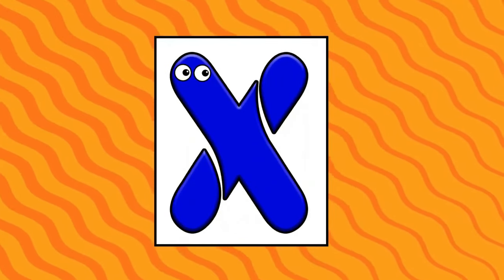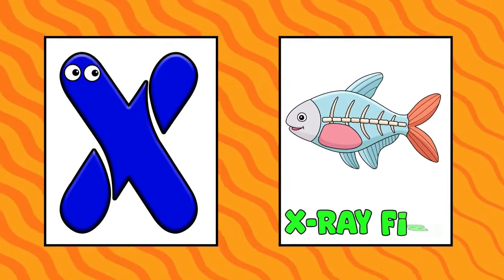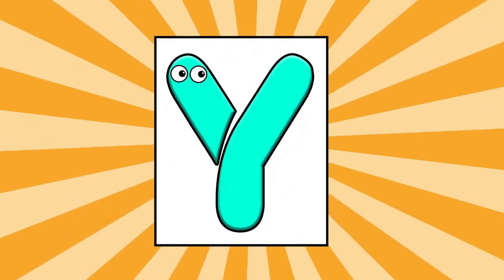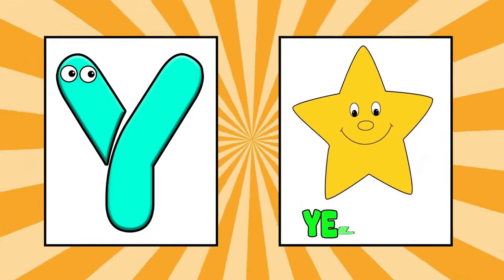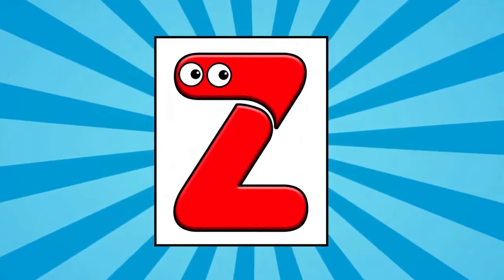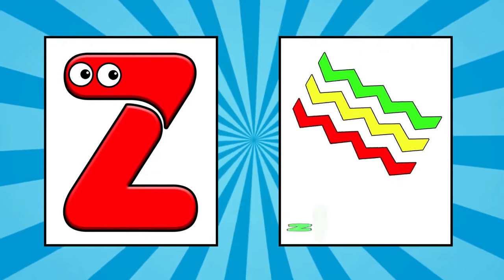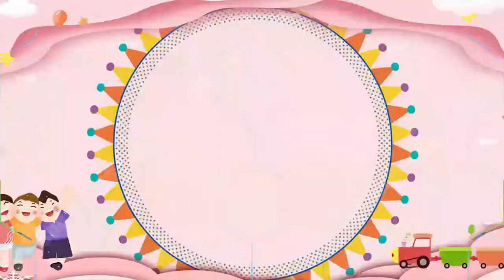X. X for extra fish. Y. Y for yellow. Z. Z for zigzag.